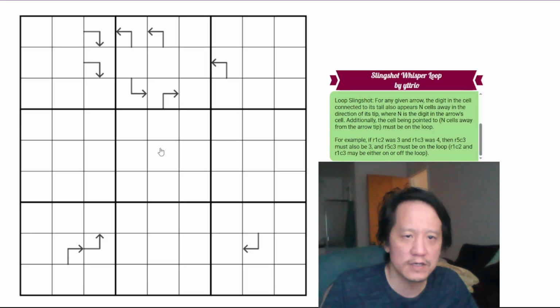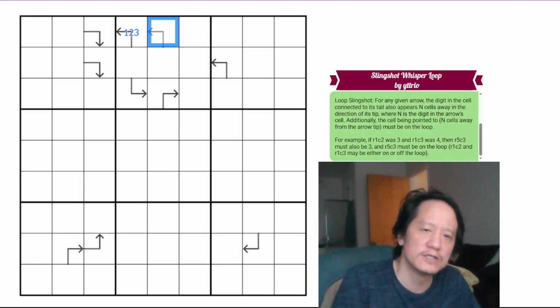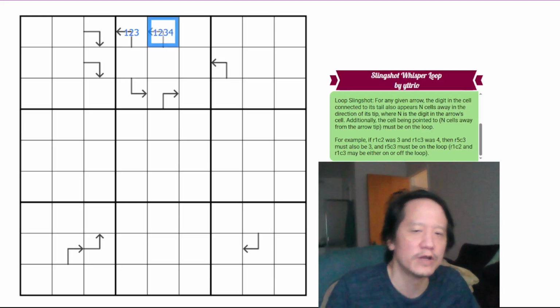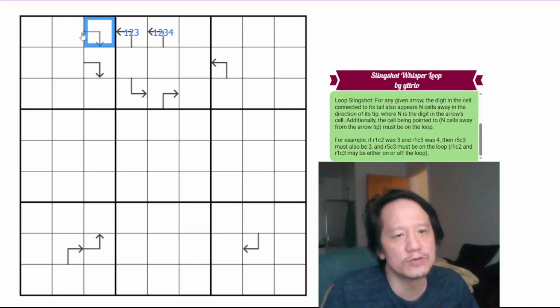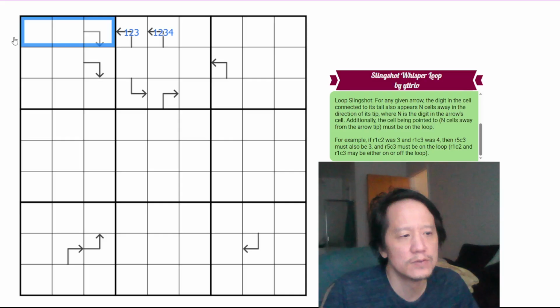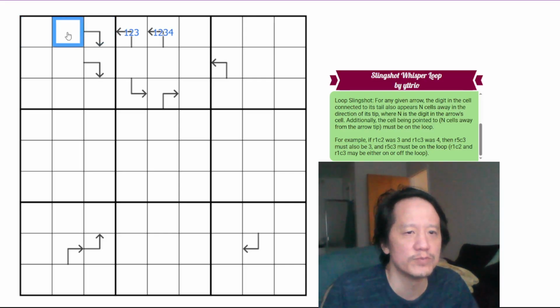Let's go. Okay, so this arrow means you can have 1, 2, or 3 away. So this is 1, 2, or 3. And this is 1 through 4 away. Either way, we know at least 2 out of these 3 are on the loop. Therefore, since 2 out of 3 are on the loop, if these both are on the loop, this one must be on the loop. So this is always on the loop.